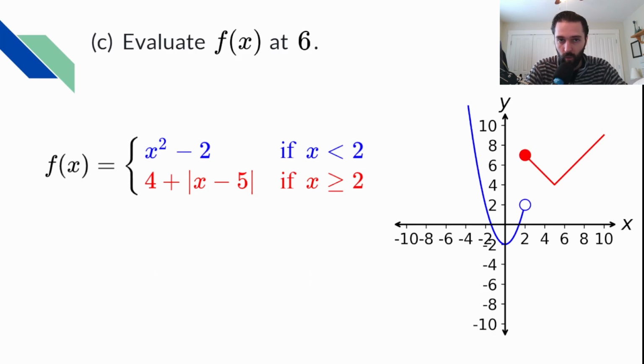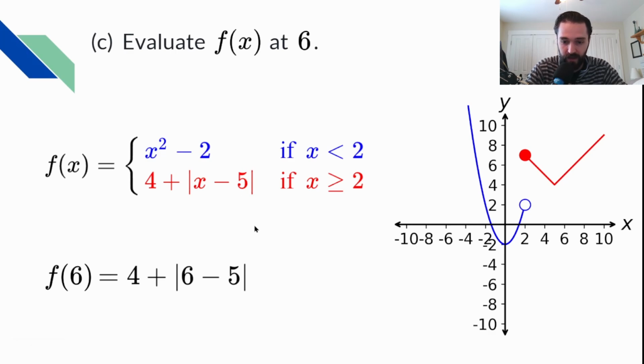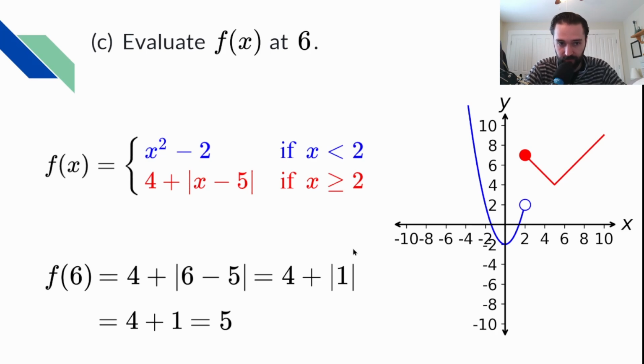All right, one more part here. We're asked to evaluate f at 6. So 6, once again, is greater than or equal to 2, so we're going to look at this red formula again. f of 6 is equal to 4 plus |6 minus 5|. And 6 minus 5 is just 1. So we get 4 plus the absolute value of 1, and the absolute value of 1 is just 1. So we get 4 plus 1, which is equal to 5. f of 6 is equal to 5. So the point (6, 5) is on this graph somewhere, and we can see that it's right here.